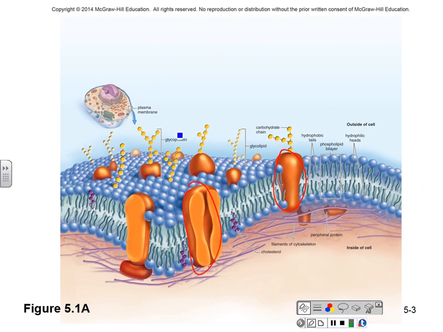Some of the other terms that you should be familiar with are glycoprotein and glycolipid. So glyco means glucose. And protein is a protein. It's made up of amino acids, right? So a glycoprotein is a protein that has a sugar tag attached to it. And so a glycolipid is when you have a lipid, a fatty acid tail, with this glucose attached to it.